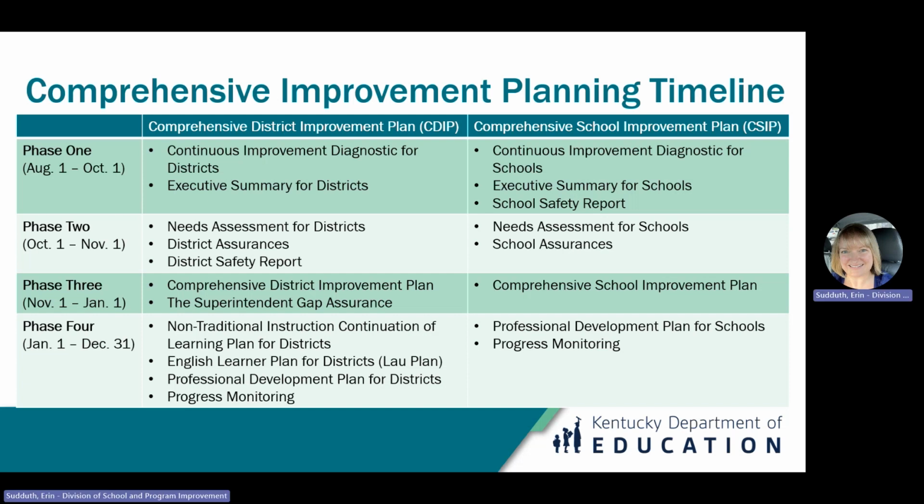Phase 3 is November 1st through January 1st. This is where districts and schools are working on their comprehensive improvement plans, their CDIP and their CSIP. And the district is also working on the superintendent gap assurance. Phase 4 is January 1st through December 31st. During this time, the district is working on the non-traditional instruction continuation of learning plan, the English learner plan or LAU plan, and both districts and schools are working on their professional development plans as well as progress monitoring.